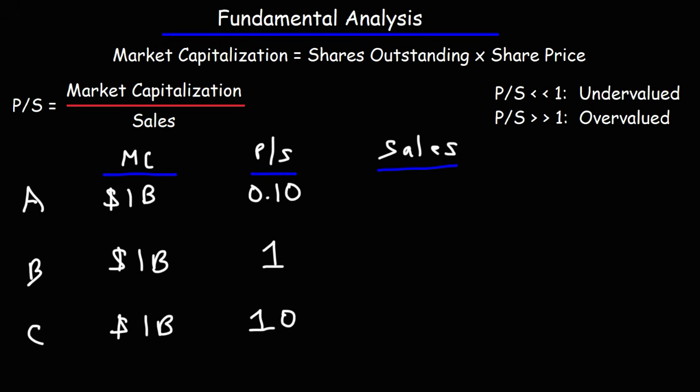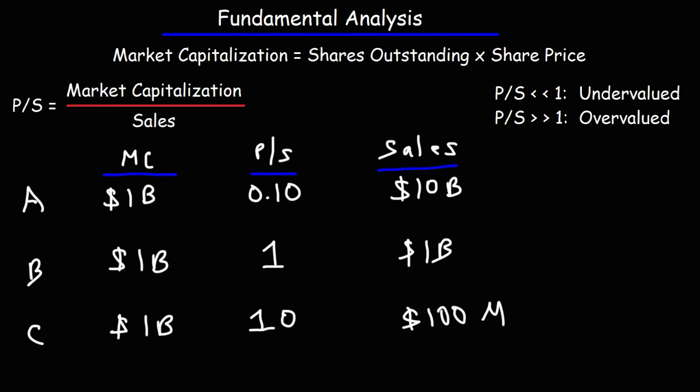When the price to sales ratio is 1, that means that the market capitalization and the sales are equal to each other. So the sales for company B is 1 billion. When the price to sales ratio is low, let's say 0.1, if it's less than 1, that means that the sales is greater than the market cap. So if you were to take the market cap divided by the price to sales ratio, it will give you the sales of the company. So company A is generating 10 billion in sales. Now for company C, the price to sales ratio is high, that means that the market cap exceeds the sales. So this is going to be 1 billion divided by 10, which is 100 million.